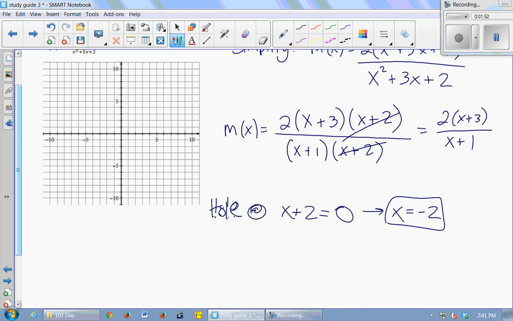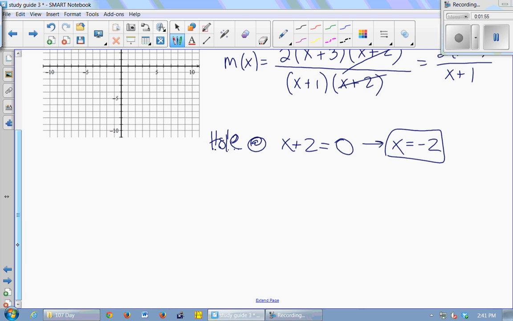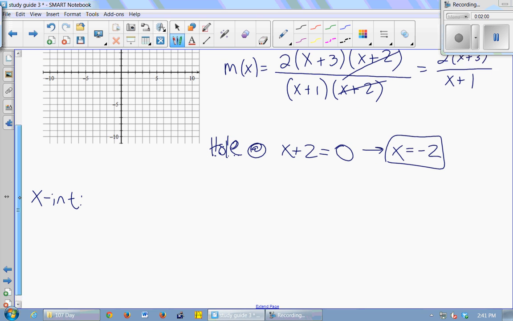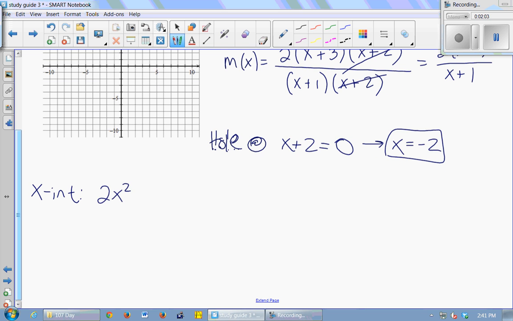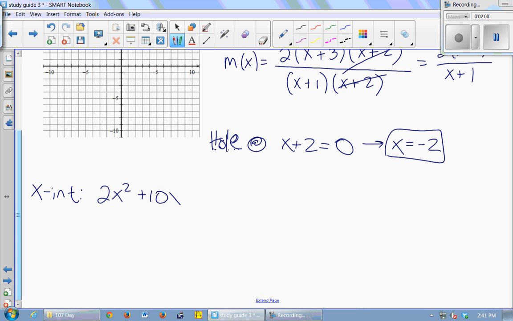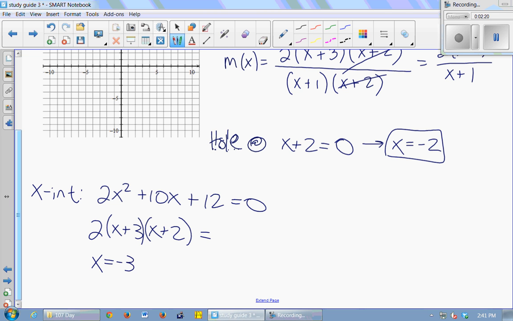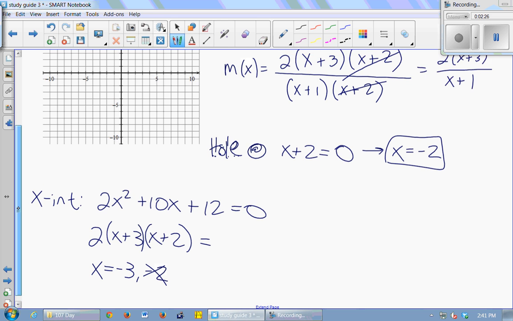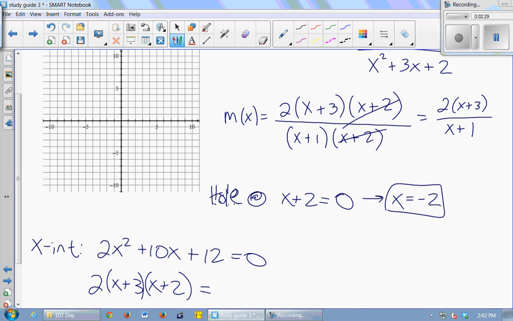And then I can find x-intercepts, y-intercepts, and asymptotes. To find x-intercepts, we set the numerator equal to 0: 2x squared plus 10x plus 12. We know this factors to 2 times (x plus 3) times (x plus 2). So we get x equals -3 or -2, but it's not -2 because there's a hole there. At -3, I have an x-intercept, so I'm going to put that down on my graph, x-intercept at -3.